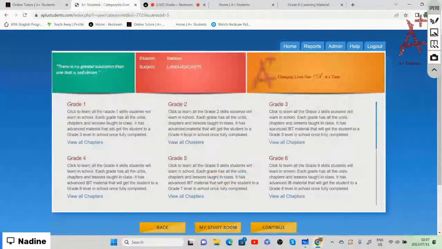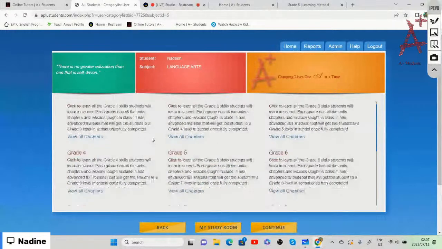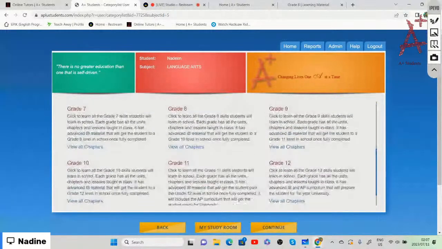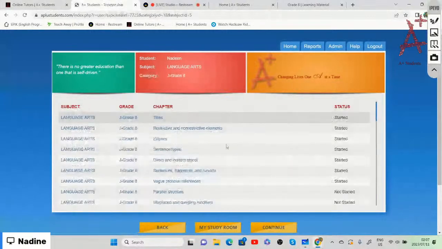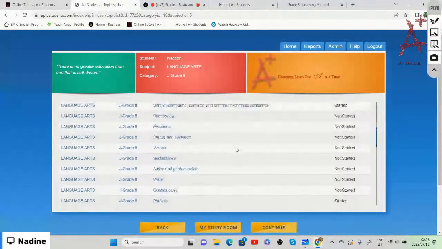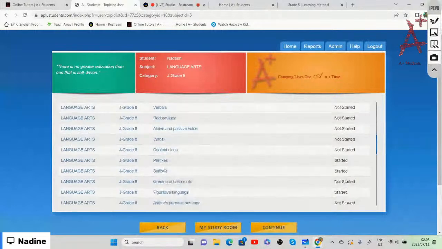Once we have selected language arts, we're going to scroll down until we get to grade 8. We've selected language arts, grade 8, right? We did prefixes, so in this lesson today, we're going to do suffixes. The chapter for today is suffixes.